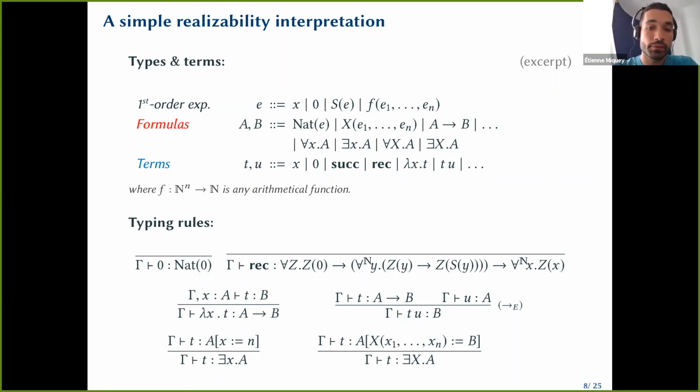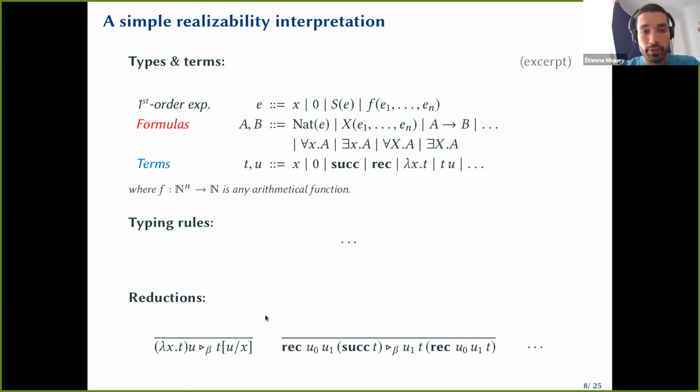And on the side of terms, you take the lambda calculus extended with recursion, the natural numbers, and so on, and consider it typed with the expected typing rules in second order logic. So you say, for instance, that 0 is a natural number of type nat, that the recursion has as type the recursion principle for natural numbers, and the usual typing rules for the lambda calculus. Then assume that for that system, you have the usual reduction rules: the beta reduction, reduction for the recursion, and so on. How do we define a realizability interpretation for that system?